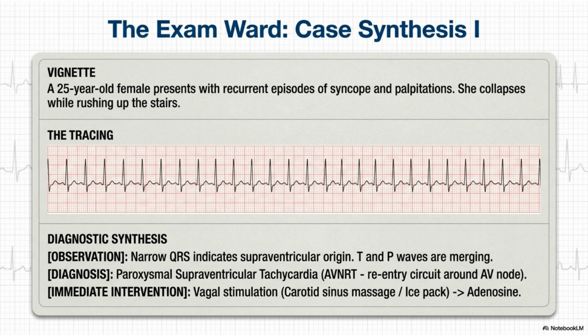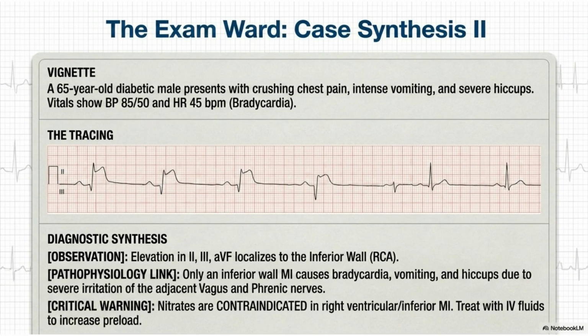Case 1. A young woman collapsing while rushing upstairs with a narrow complex tachycardia is a classic AVNRT. Treat with vagal maneuvers or adenosine. Case 2. A diabetic male with bradycardia and hiccups has an inferior wall MI. Crucially, nitrates are contraindicated here because they crash the preload. Treat with IV fluids instead.